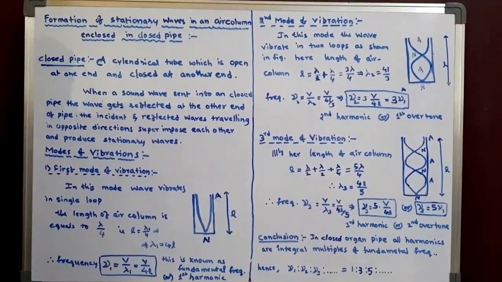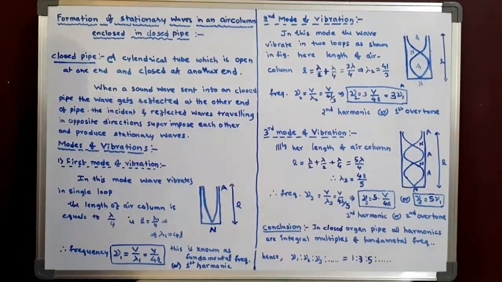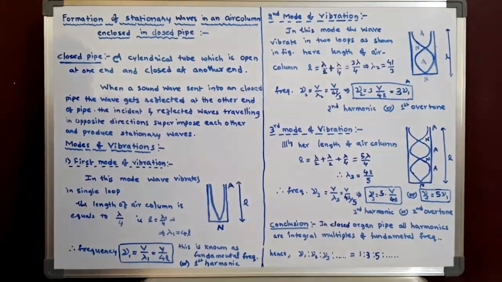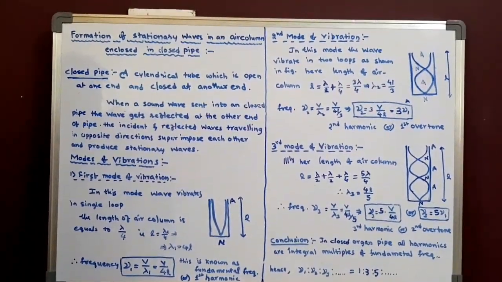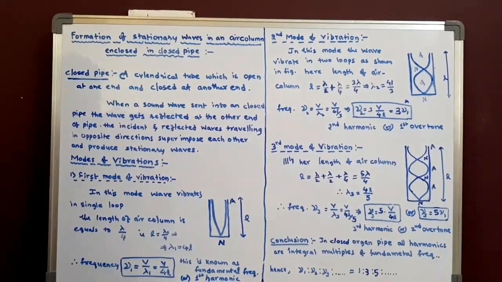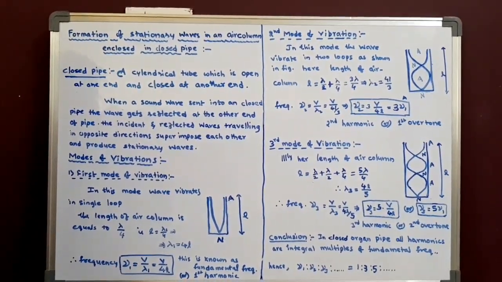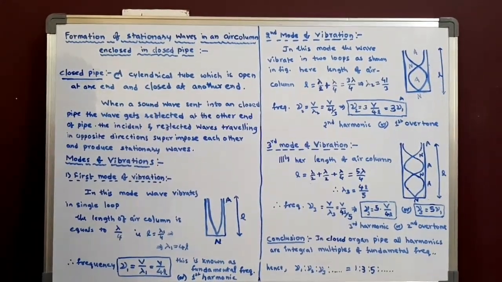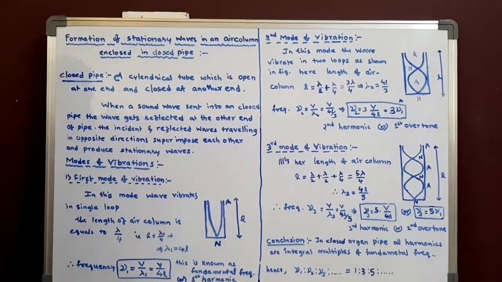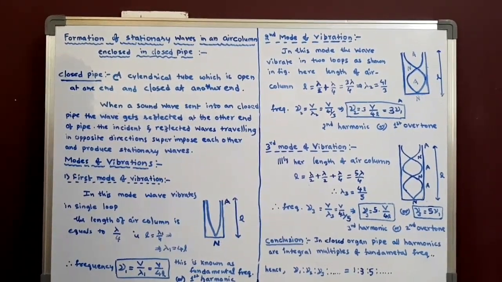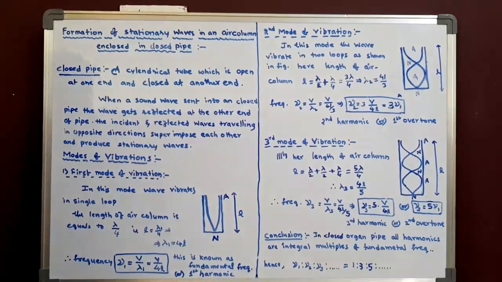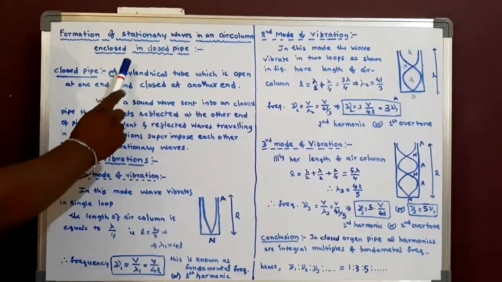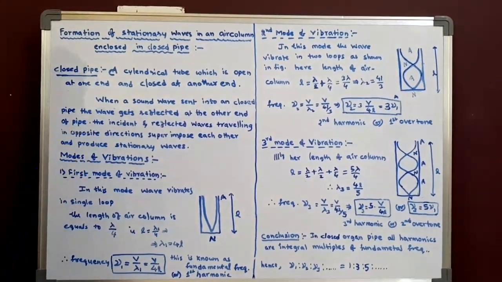Students, let us go to one more long answer question. This is also very important in the waves chapter: the formation of stationary waves in an air column enclosed in a closed pipe. In the last long answer question, we discussed how stationary or standing waves are formed in the open pipe. In this long answer question, we are going to discuss stationary waves in a closed pipe.